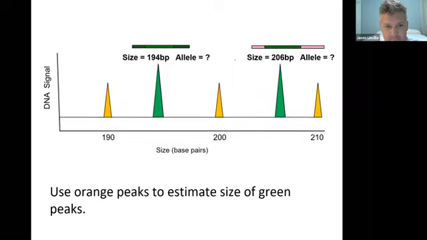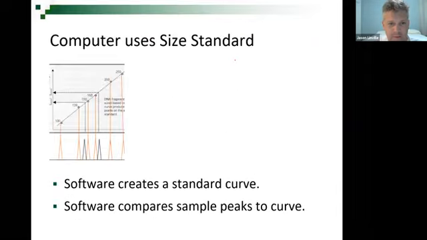But we still don't have the answer as far as 194 base pairs. Is that a 9 or an 8 or a 10? 206, is that a 12, a 13, an 11? So this is the next thing that we're going to talk about. Now, how does the computer use that size standard? It basically plots the size standard peaks. These numbers are the known size in base pairs.